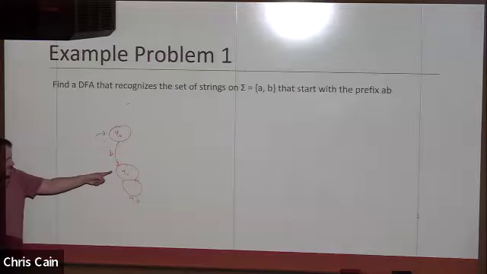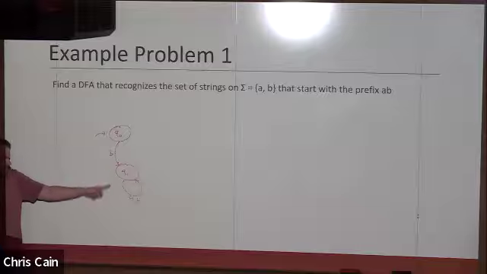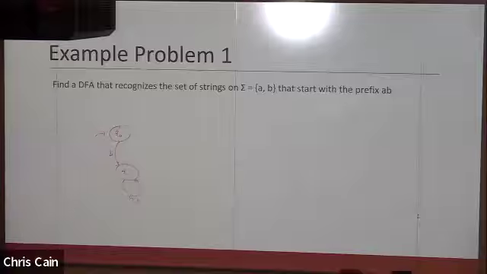As soon as we read this B, there is no way to get to an accepting state. No matter what we see from then on, we just continue to loop from Q1 to Q1 to Q1, until we eventually run off the end of the input and reject because it's not a final state.